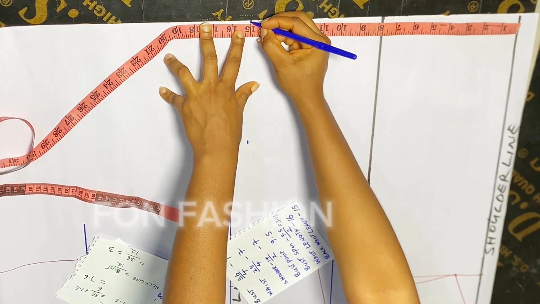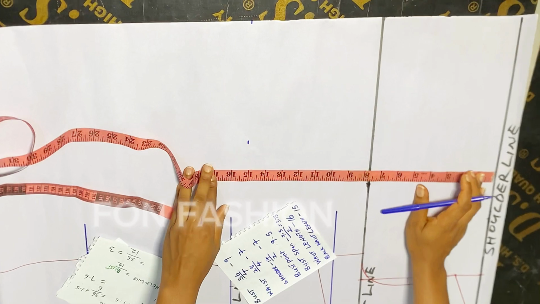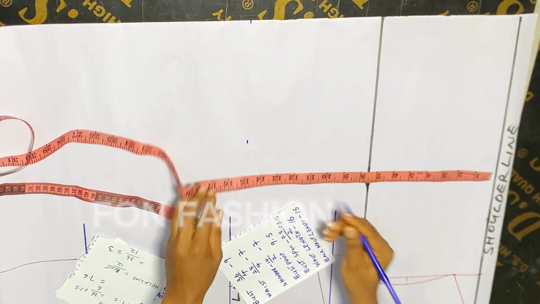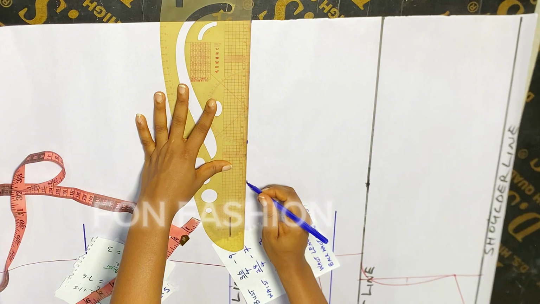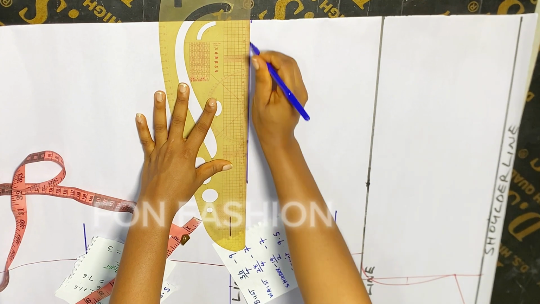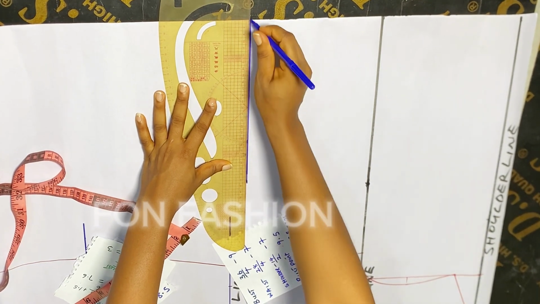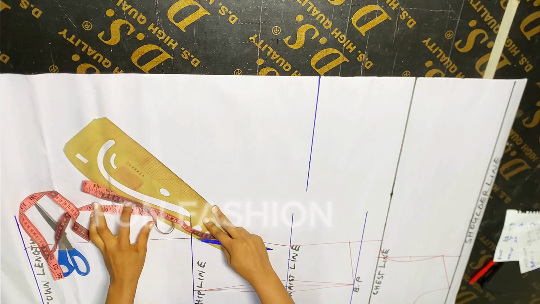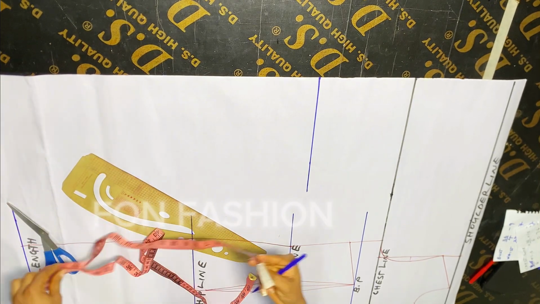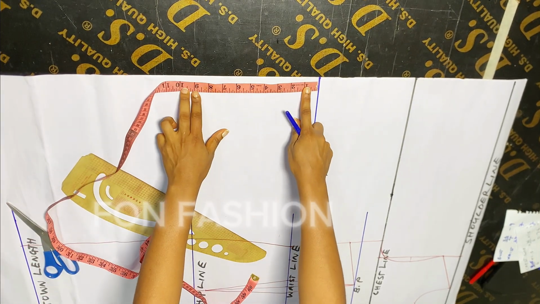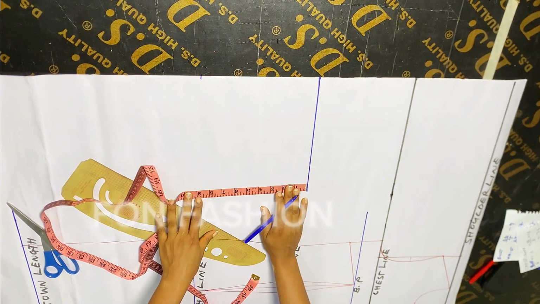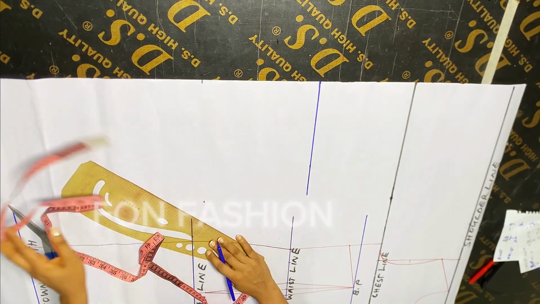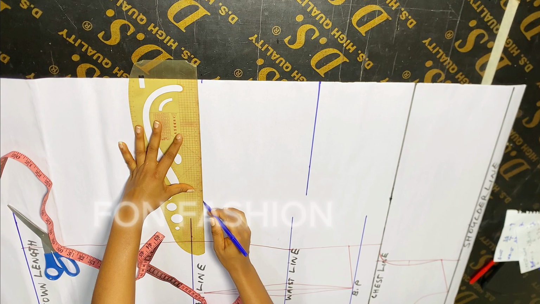waistline as well. So we're also going to be marking the waist to hip measurement, which is 8.5. That is the hip line.